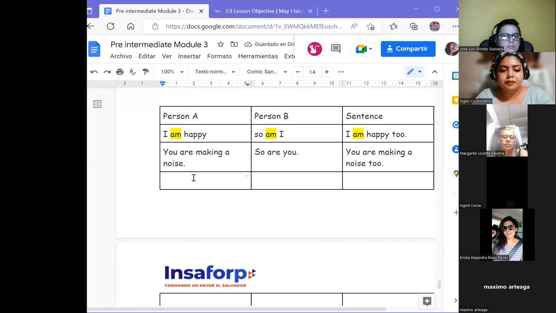Next one, I need more money. And in this case, we know that this structure is a present simple sentence, because we are not going to use a different verb or a different tense, because we are saying, I need more money in present time. So in that case, we are going to use the auxiliary do in the answer. We don't have the auxiliary in the sentence, but for the response, we are going to use the auxiliary verb to let people know that we are using the present tense. So in this case, we are going to answer, so do I. And the other one is, I need more money too.